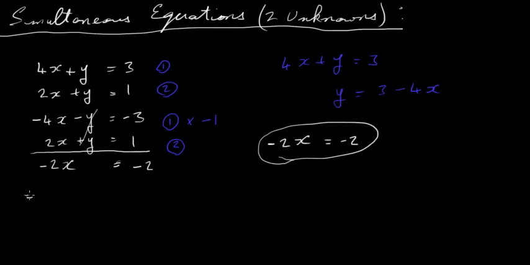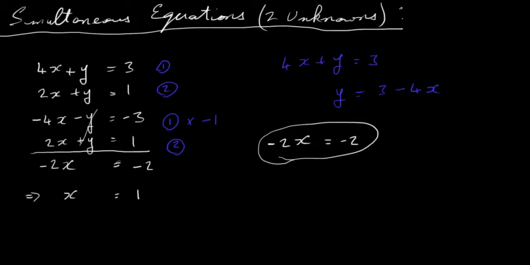So I've got minus 2x is equal to minus 2. I can divide the left hand side by minus 2 to give me x. I can divide the right hand side by minus 2. Minus 2 divided by minus 2 will give me 1. I now know what x is. X is equal to 1.